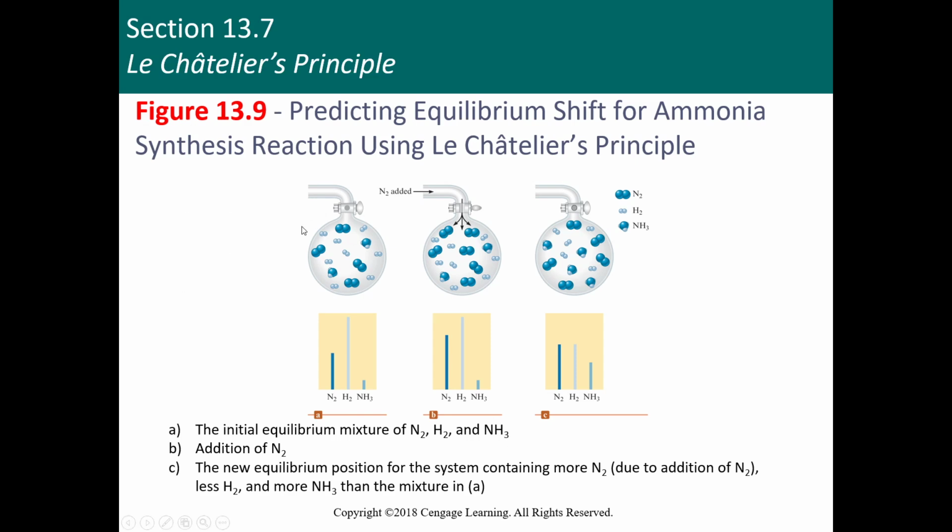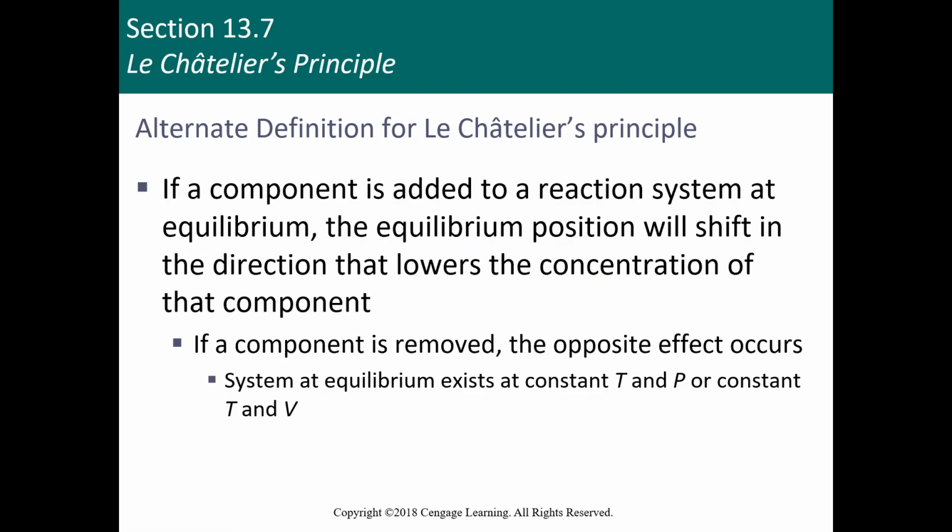All it's showing you is you have an equilibrium. You add N2, so your N2 is now in greater amounts. So it will consume N2, making NH3 to reform a new equilibrium level. This will not have the same position or concentrations as your previous equilibrium, but it will have the same equilibrium constant. This is an alternative definition for Le Chatelier's principle: if a component is added to a reaction system at equilibrium, the equilibrium position will shift in the direction that lowers the concentration of that component.